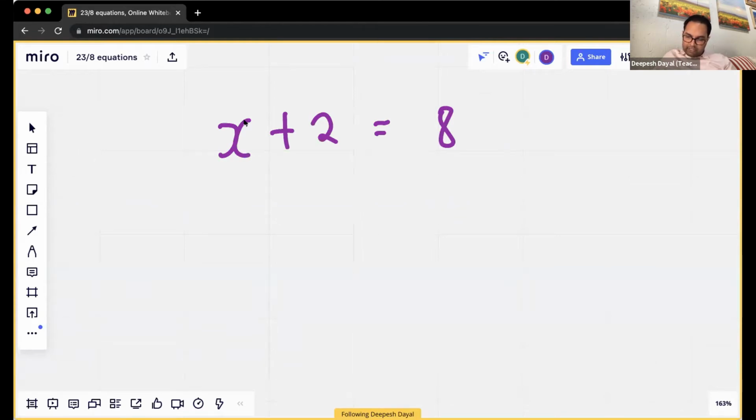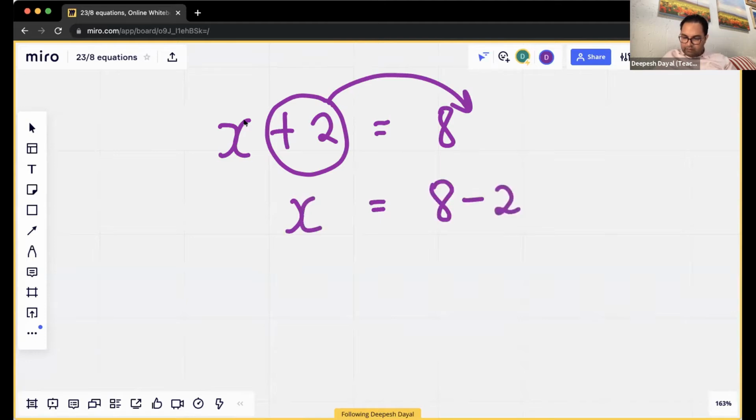So what we're going to do, we're going to take this 2 over. And when we take it over, it's going to go from plus 2 to minus 2. So it will be x equals to 8 minus 2. Therefore, x equals to 8 minus 2 is 6. So we've solved the equation algebraically, right? So we take the 2 over and it becomes a minus. When you take a plus over, it becomes a minus, right? Okay. So x plus 2 equals 8. This is a very basic equation. And we just take the 2 over, and the plus becomes a minus, right?